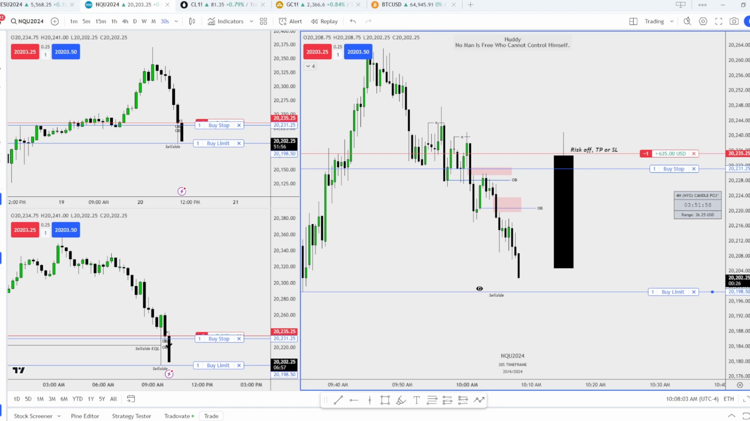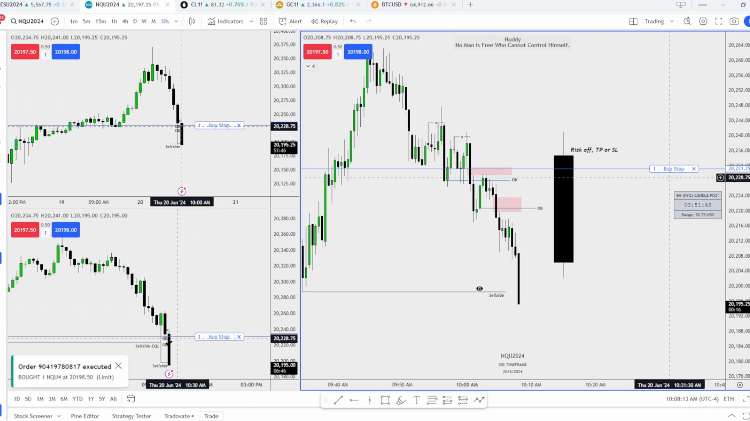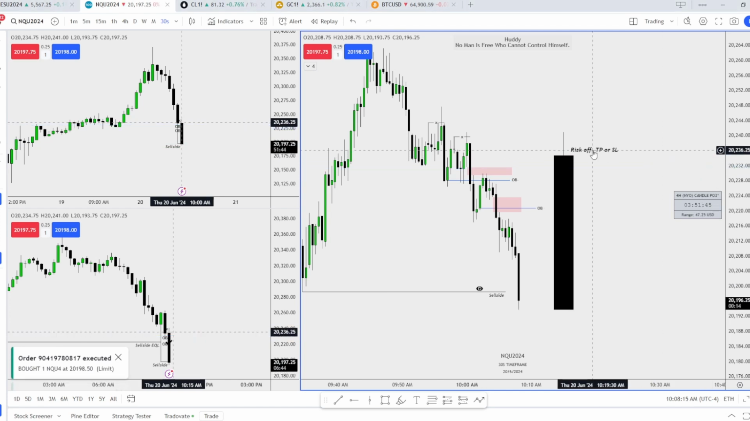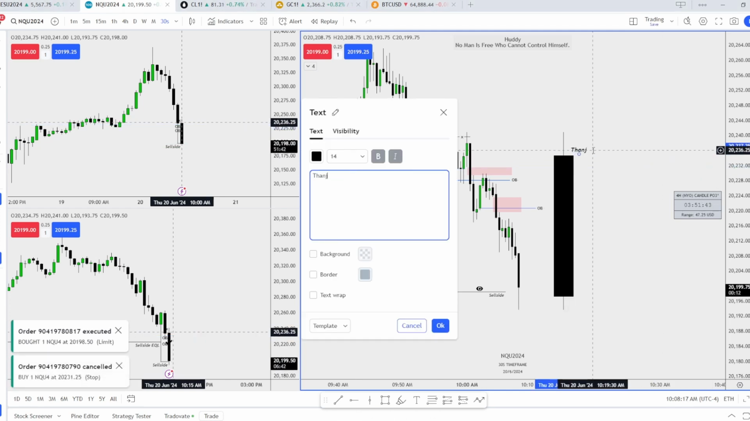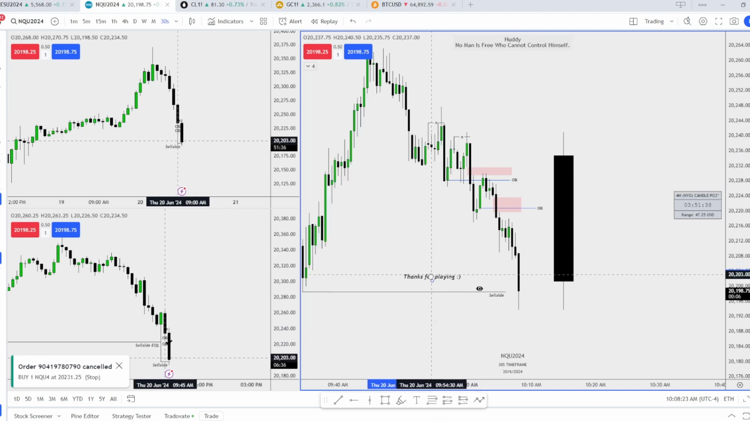There we go. There's a nice down move. Right. And do we get to my take profit? And there we go. So we take my TP and I'm done for the day. That was plus $1,075. Thank you for playing, market.